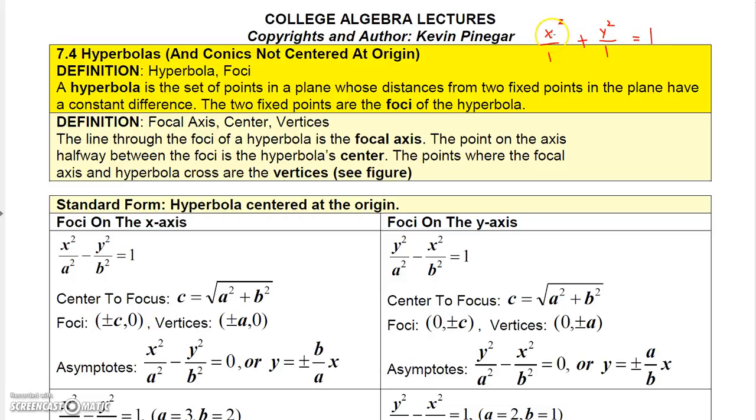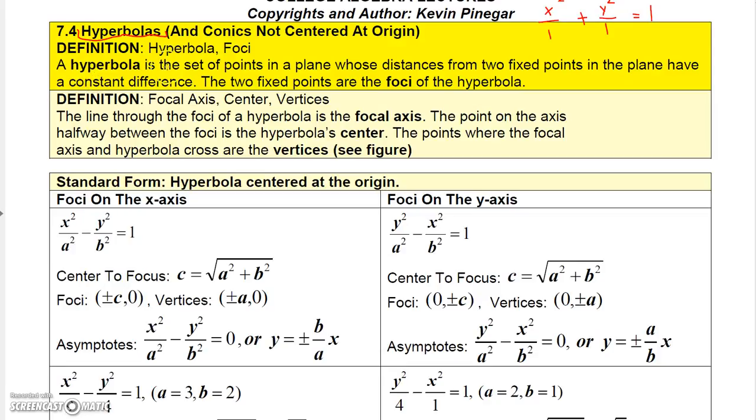It would be an ellipse where the semi-major and semi-minor axes are the same length. So basically it would simply be a circle with a radius of 1. And so that's something I probably should have mentioned in the last section. Okay, now in this section we're going to start with hyperbolas and describe hyperbolas, and then we'll move on and talk a little more about things not centered at the origin.